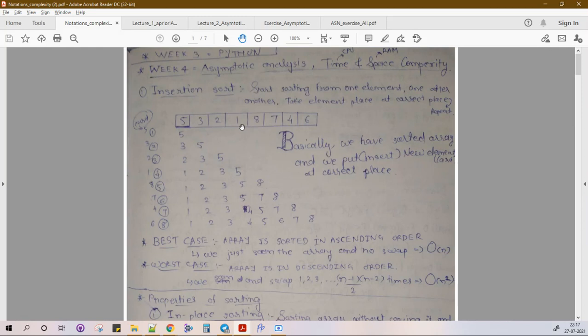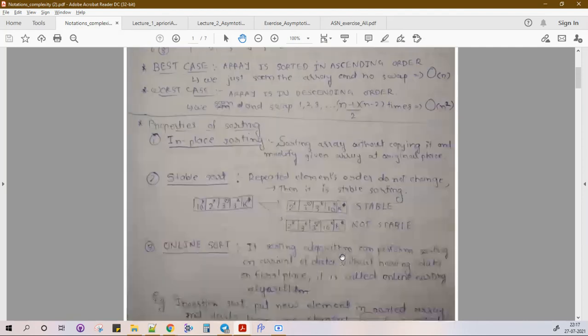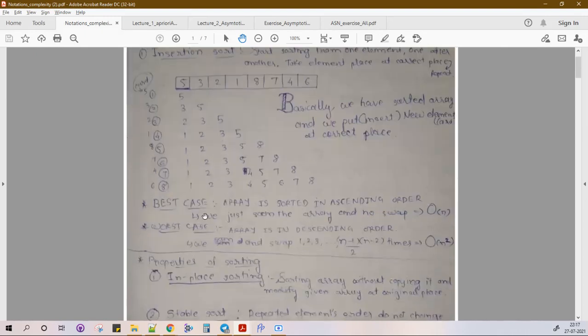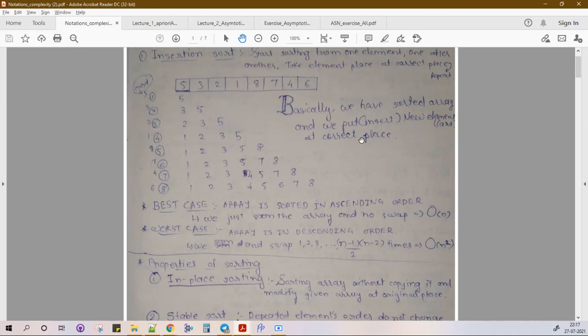If I take 1, what will I do? I will first compare with 5. It is less than 5, go one step left. Compare with 3, then compare with 2. It is smaller than 2, so just insert 1 at the first index, because we don't have anything to compare now. This is called insertion sort. I am assuming you have gone through the theory, because the target is to solve as many numericals as possible. So what would be the best case? If the array is already sorted in ascending order, the work is already done.